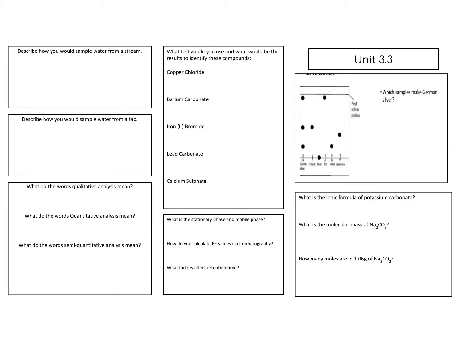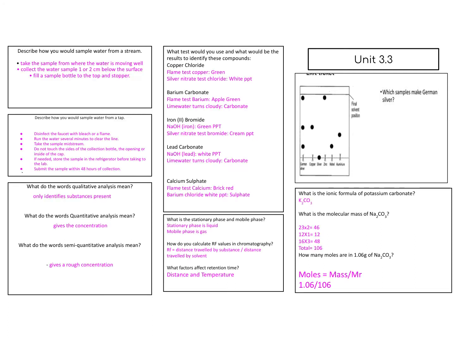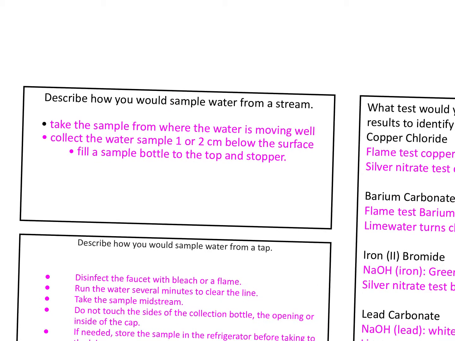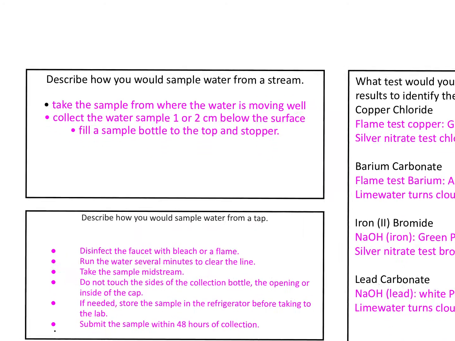Okay, so this is unit 3.3, so I'm going to run through the answers to this unit now. First off then, describe how you'd sample water from a stream. Take a sample from where the water is moving well, collect the bottle and sample 1 or 2 centimetres below the surface, fill the sample bottle to the top of the stopper.